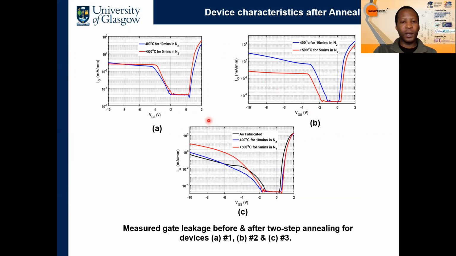The measured gate leakage current for devices number 1, 2, and 3 is shown in figures A, B, and C. For device 1, there's not much change after the first and second anneal steps. For device number 2, the gate leakage is improved after the second anneal step, but for device number 3, the gate leakage gets slightly worse after the second anneal step. This has to be investigated further.